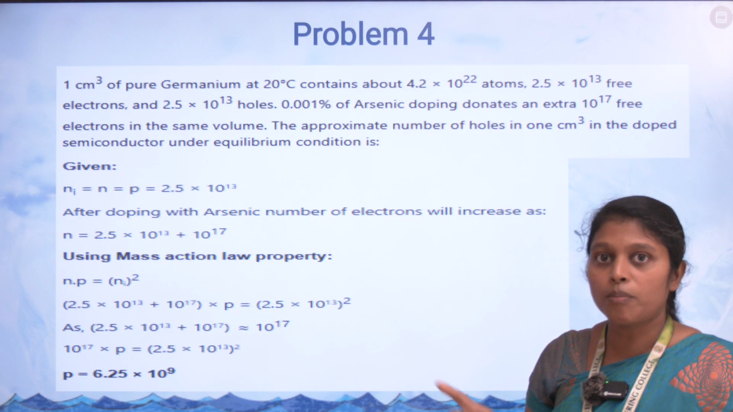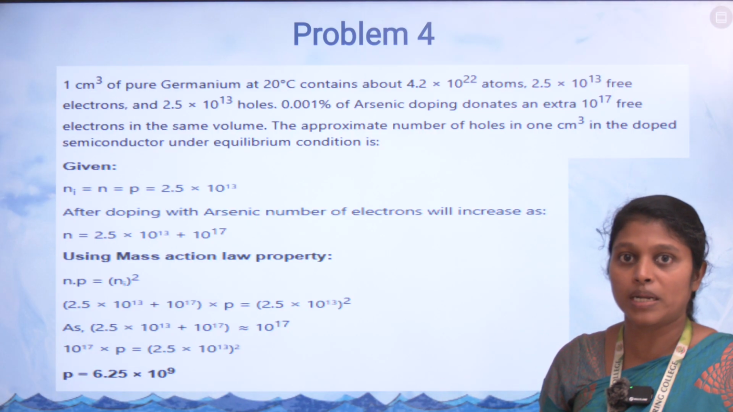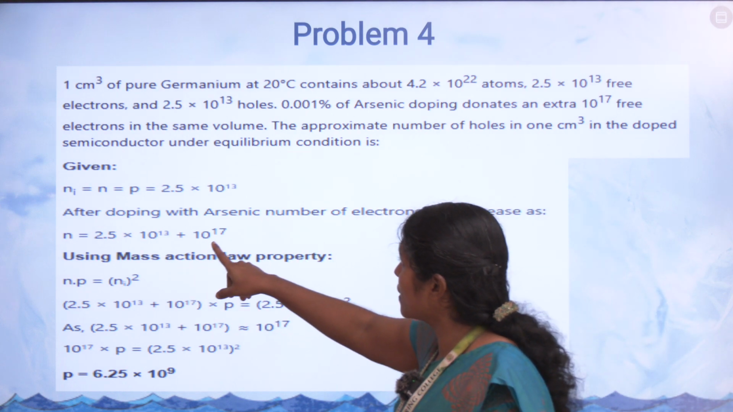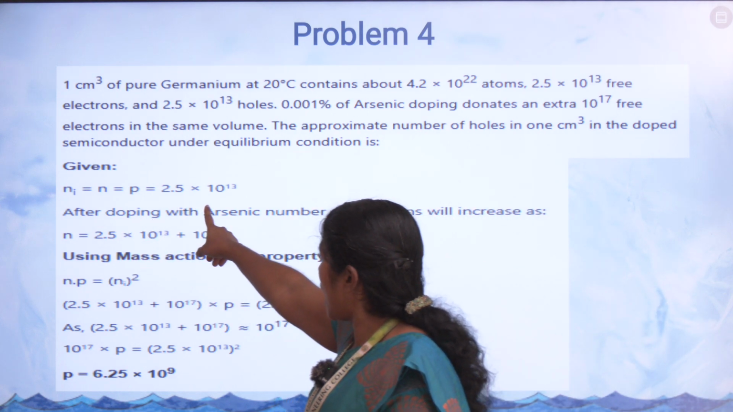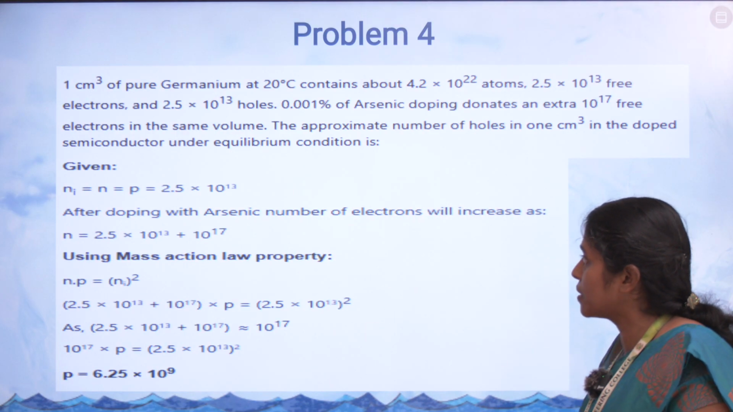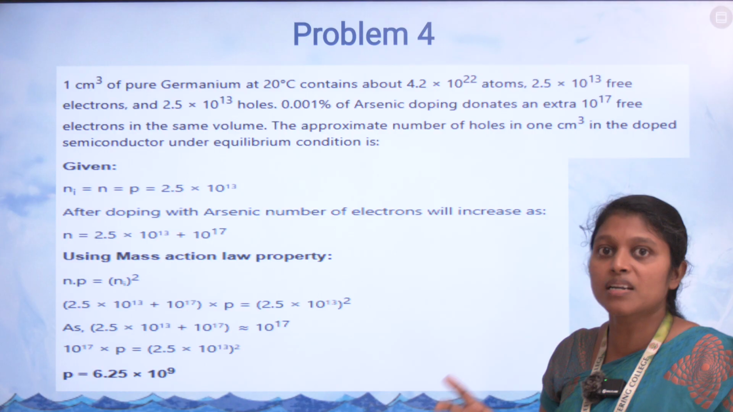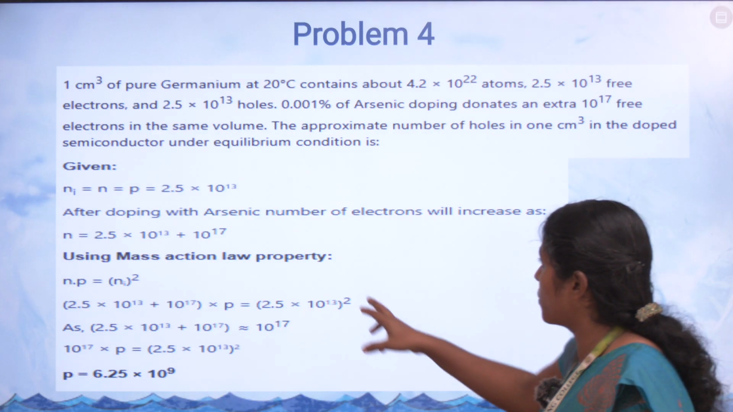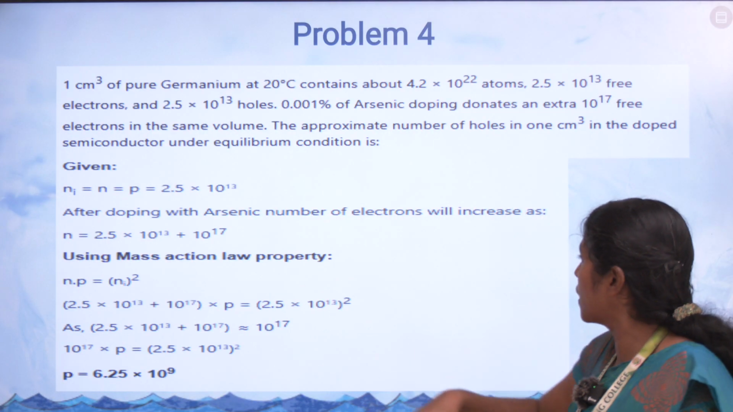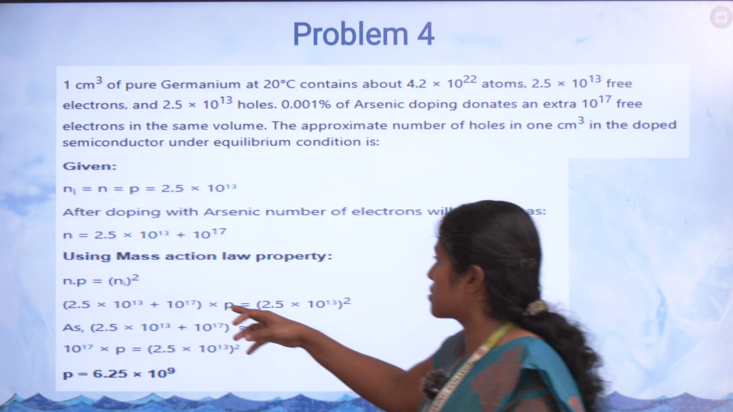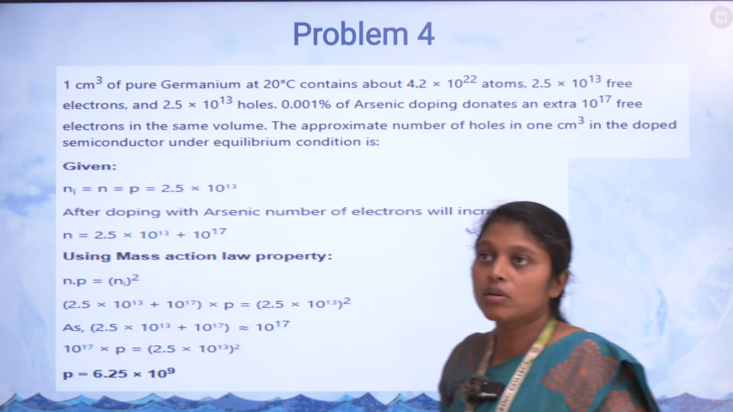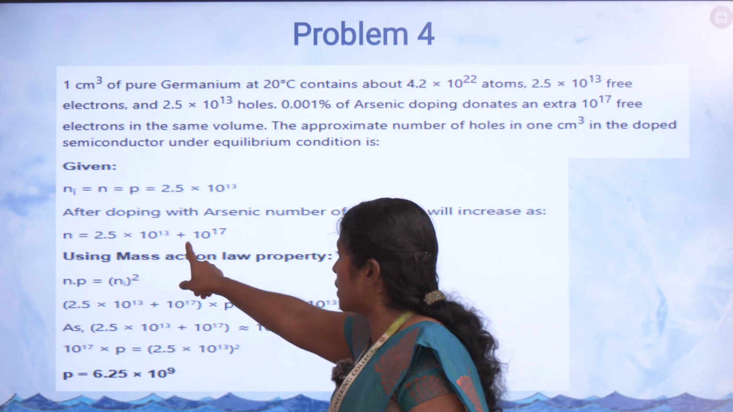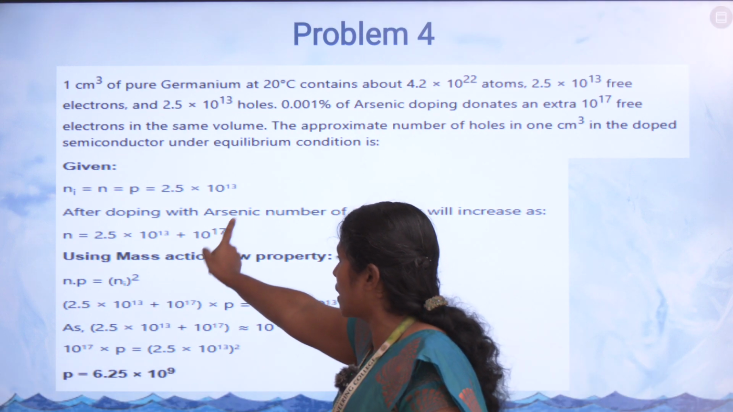So here from the problem itself you can analyze that it is a doped material, so it is an extrinsic semiconductor material. Here they have given that both N and P are equal, which is given as 2.5 into 10 to power 13. So before doping, it is in the intrinsic state, so the number of electrons and number of holes are the same. When it is doped with arsenic, the N value has been increased. So this is an N-type semiconductor material. It is doped with arsenic, so 10 to power 17 is added.